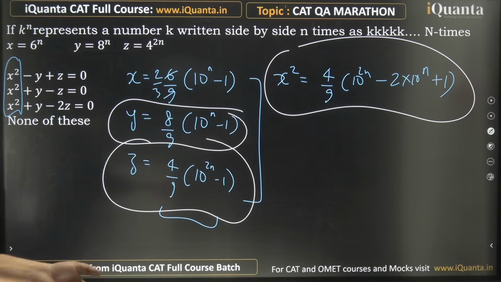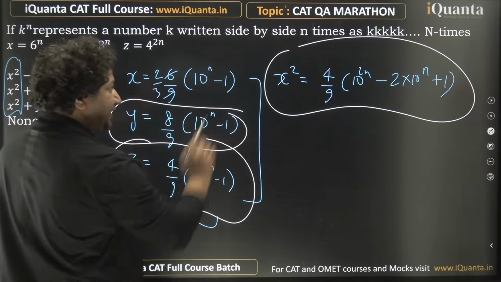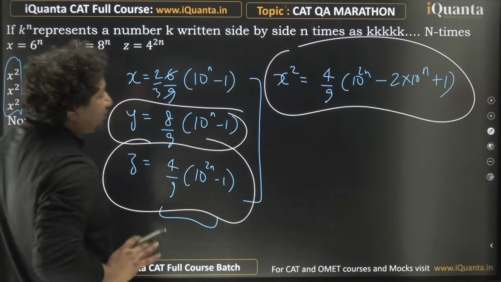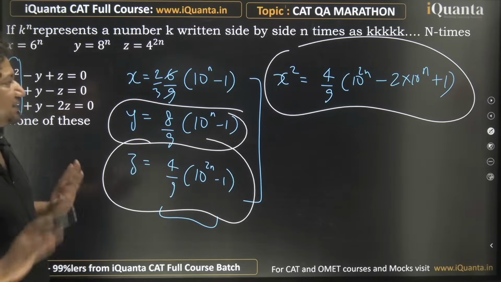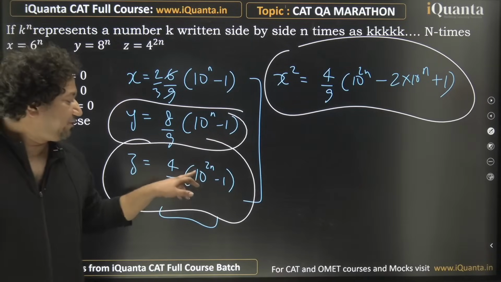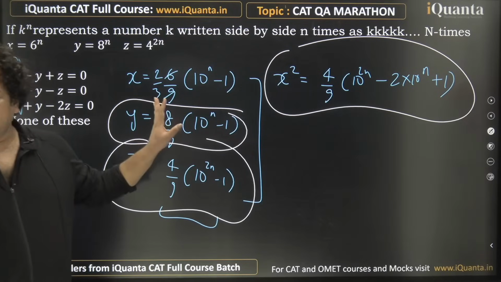Okay, quickly do it and tell me what you get. So here you can see that x square and z have 4 by 9 common. It also has 10 to the power 2n common, and we want to eliminate this 10 to the power 2n. Why? Because y doesn't have 2n. So even without looking at the options we can say that I will have to subtract z from x square, because I want to eliminate the second power of 10. In y there is only one power.